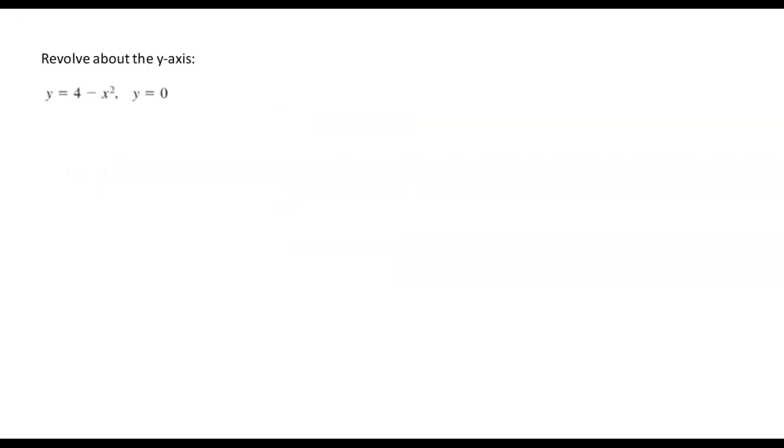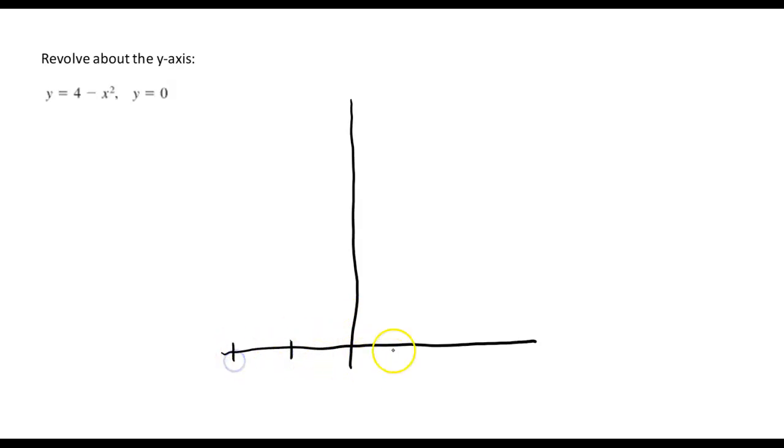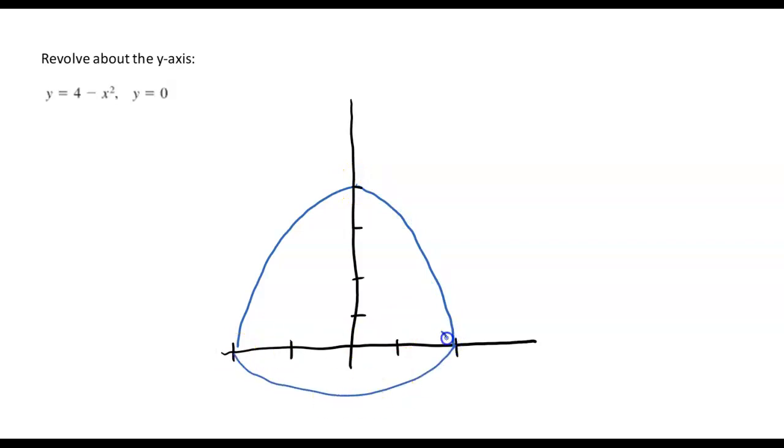Let's revolve this parabola around the y-axis. Here's my y-axis, here's my x-axis, and 4 minus x squared is going to cross, well, hang on a minute. Let's spread this out a little bit. It's going to cross the x-axis at -2 and 2. It's going to cross the y-axis at 4. So it's doing this. We're going to swing this thing around the y-axis.